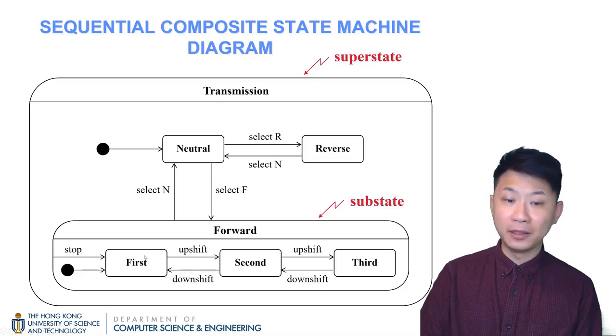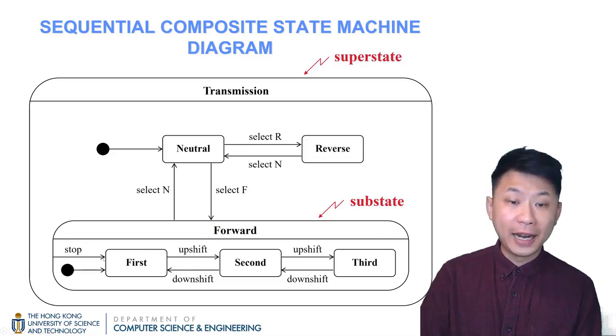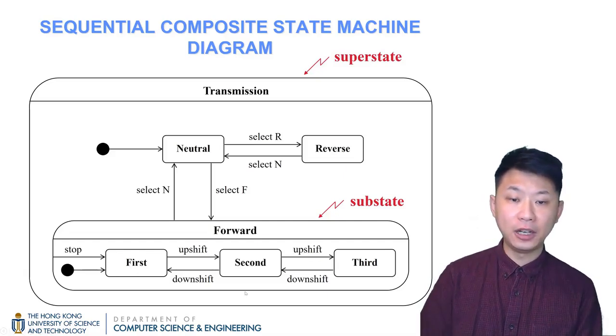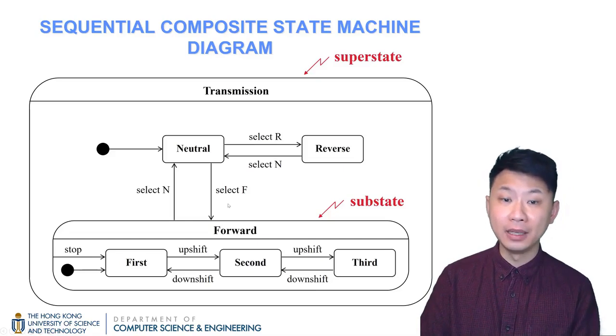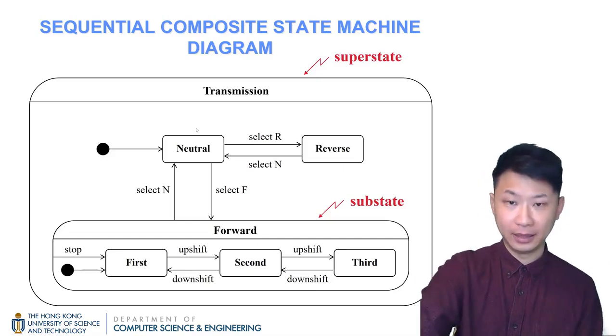That means no matter whether we are in the first gear, second gear, or third gear, whenever we stop the car, we are going to go back to the first gear. And then we can shift up or shift down and go to different gears within this forward state. And this is what we mean by composite state machine diagram. So we have one state machine diagram within another state machine diagram.